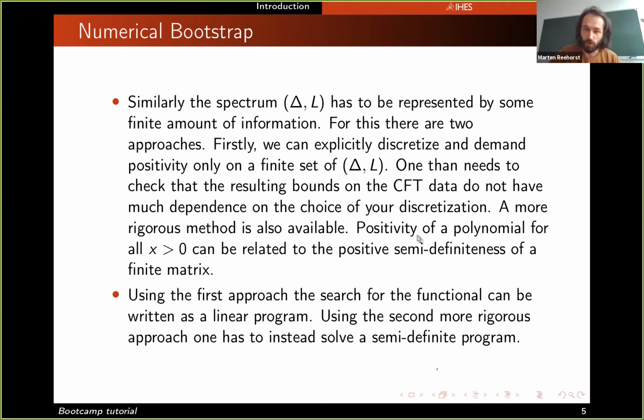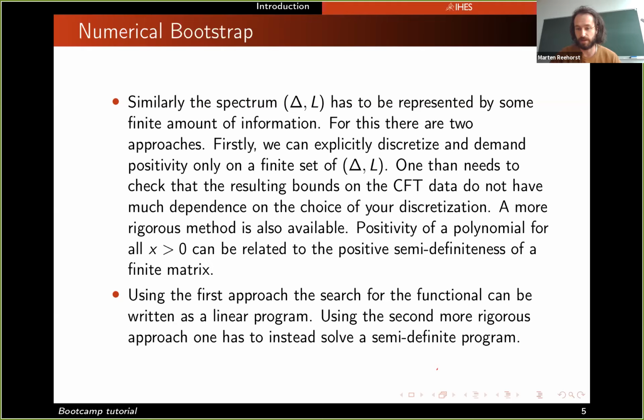But a more rigorous method is also available, because it turns out that the kind of questions that we ask, where we ask positivity on these functions, or these vectors of functions, you can phrase as the question of positivity of a certain polynomial, for, say, x greater than 0. Such a problem is known to be writable as a problem of finding a positive semi-definite matrix. And so using the second approach, you find that you have to solve a semi-definite program.